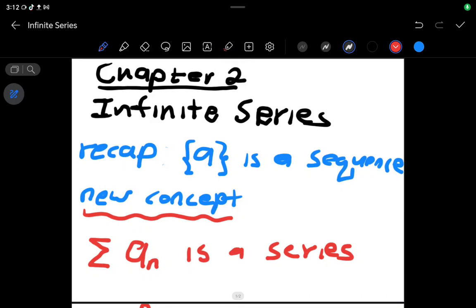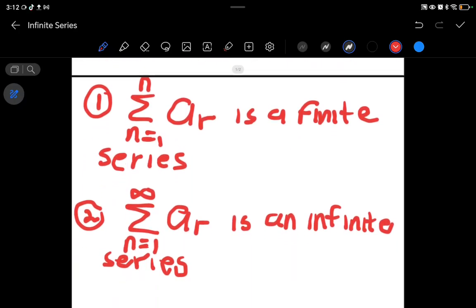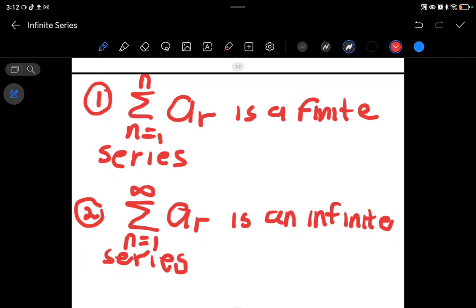So remember, a recap: we learned about sequences. Say that A of n is a sequence. But if I was to put the summation on A of n, that now becomes a series, right? And that's the first one. We have a finite series which ends at n, and we have an infinite series which ends at infinity.